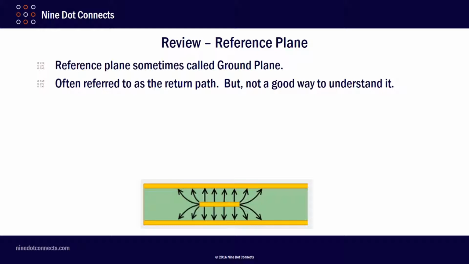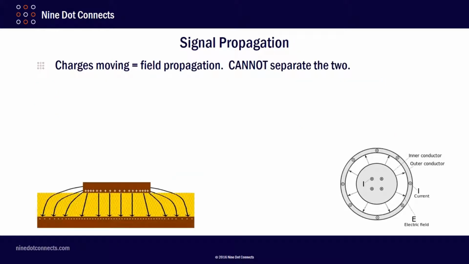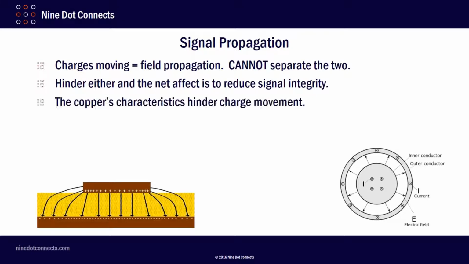But in my estimation, that's not the best way to understand it, because this reference plane is half of the field system. The key is to minimize disruption of the field along the propagation path as it relates to the signal path and the reference. You've got to treat them simultaneously. For signal propagation, you've got to think about the charges moving as basically the same thing as the field propagating. Don't separate the two, and you'll see more of this later on as to why. If you hinder either, the net effect is to reduce your signal integrity.